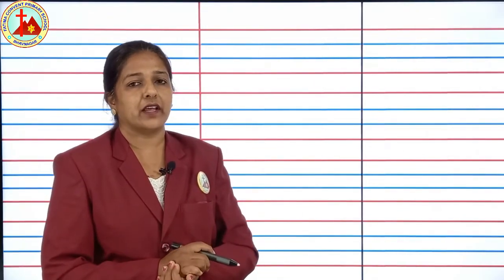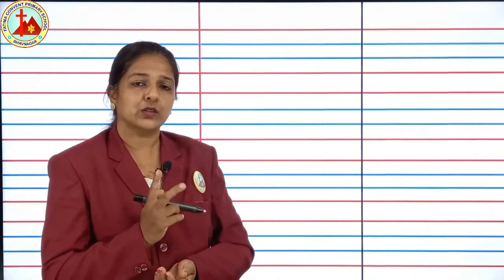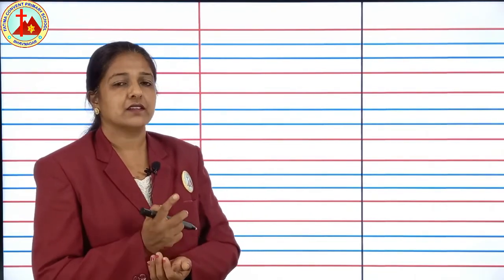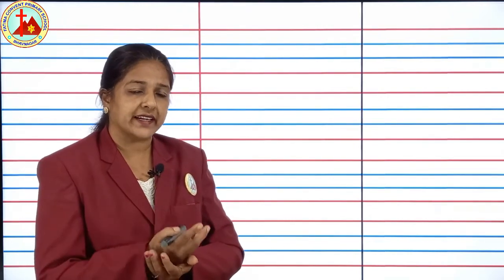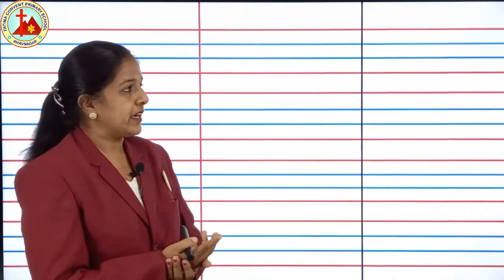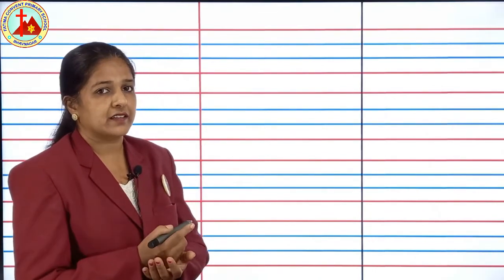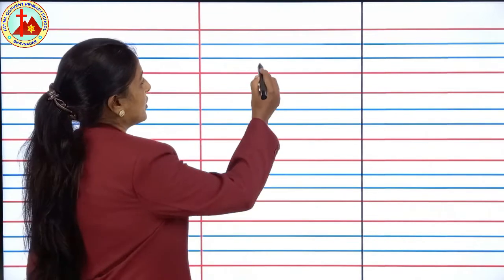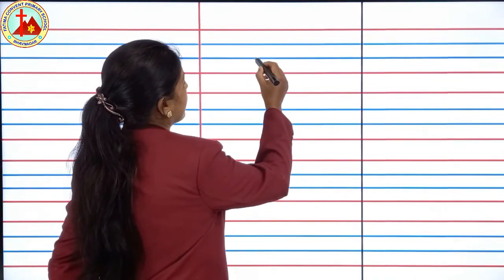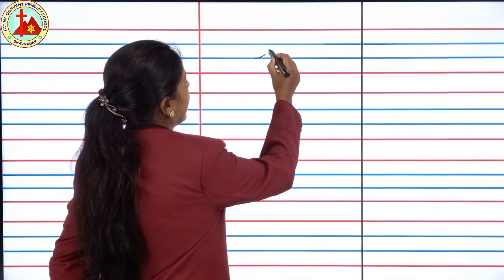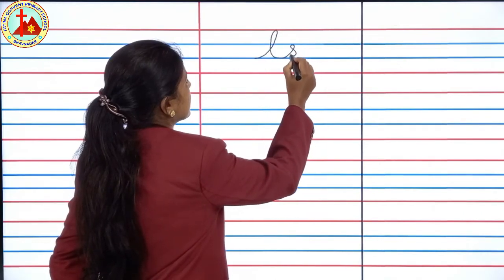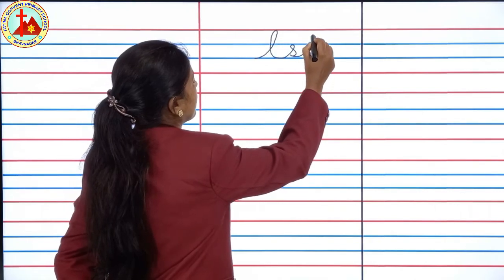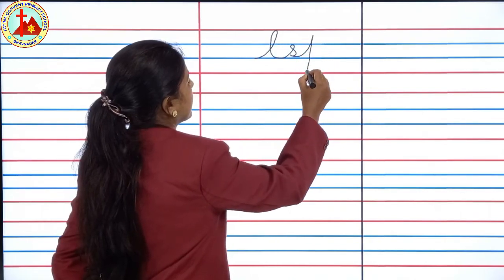Now children, you have learnt to join two letters, correct? So today we learn to join three letters. Be careful, without lifting your pencil you have to join three letters. Today we'll see how to write L, S, P.